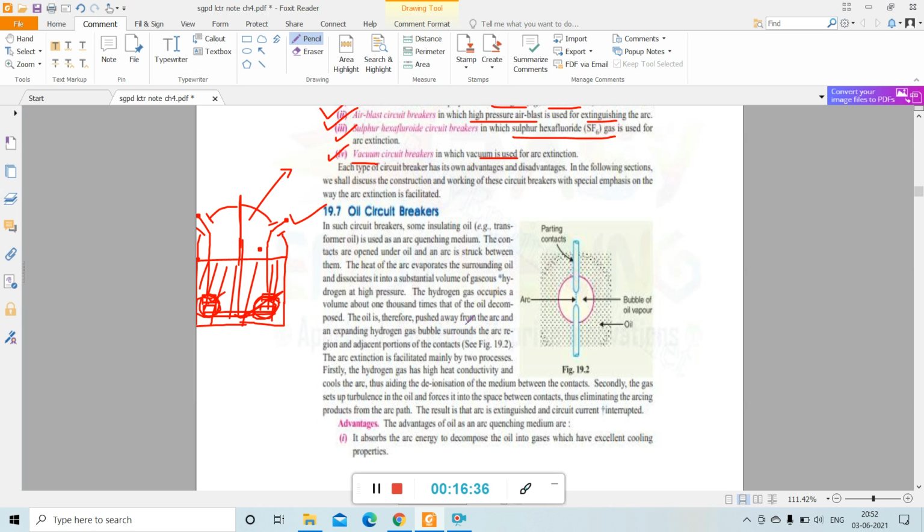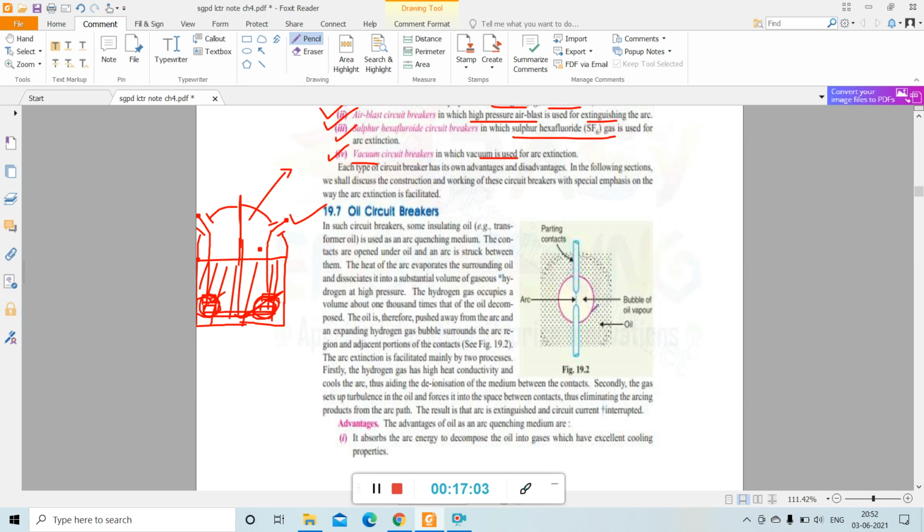So the oil is therefore pushed away from the arc, and the expanding hydrogen gas bubble surrounds the arc region. Okay, and adjacent portions of the contact. So this is the hydrogen gas bubble area, and here the oils are away from this region. Okay, and this is the hydrogen gas bubble region. Okay, so what happens here?